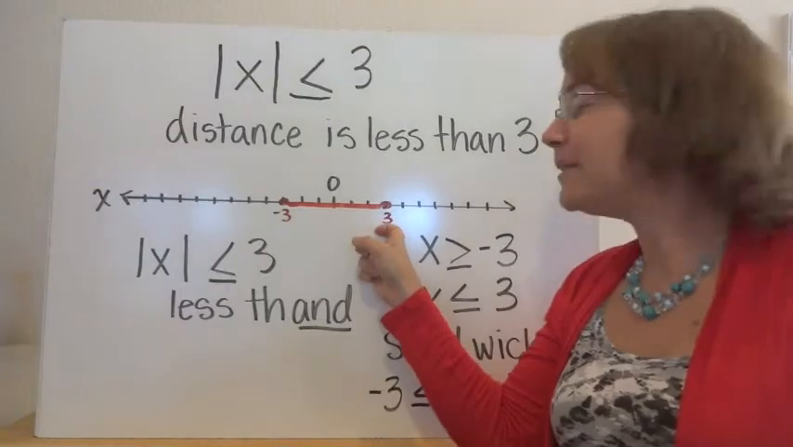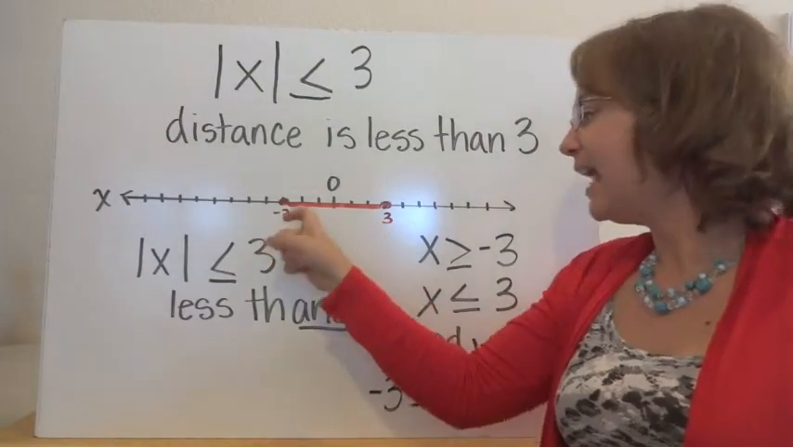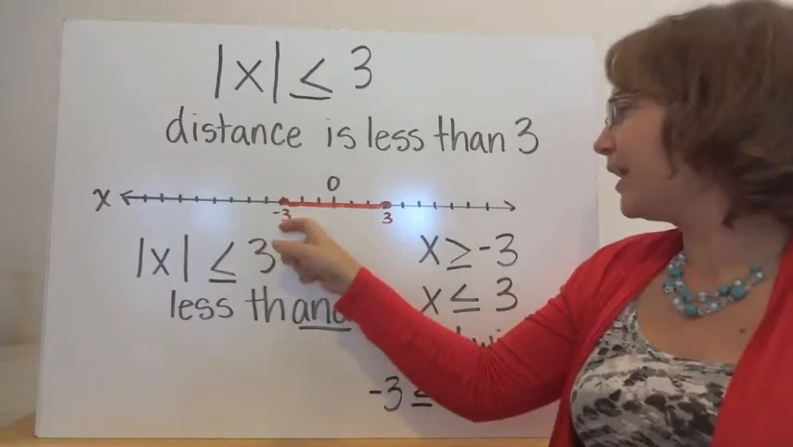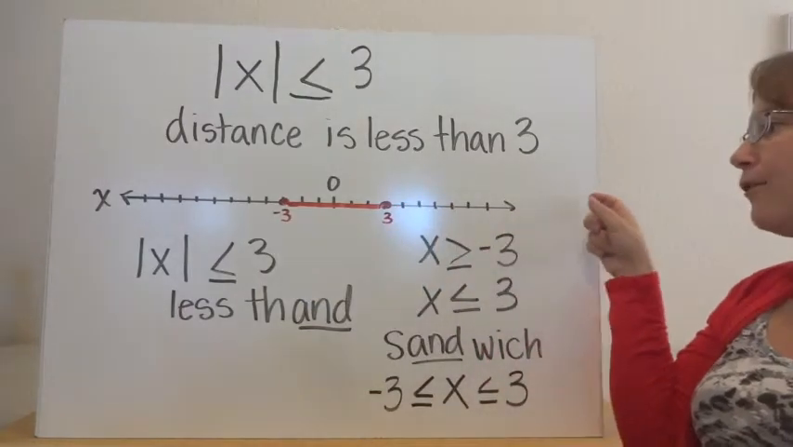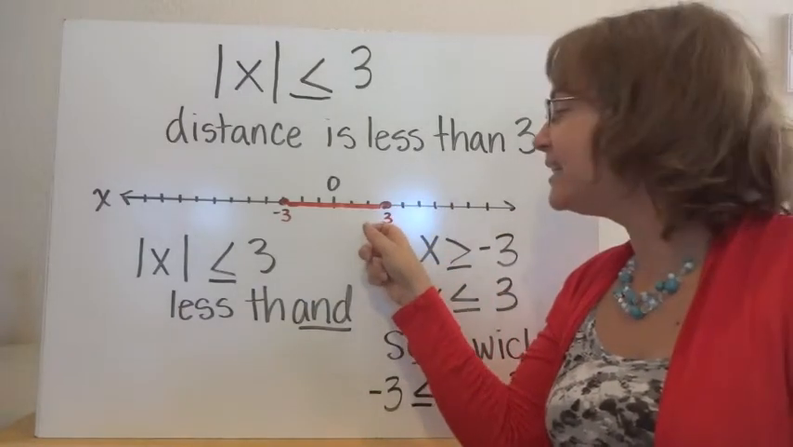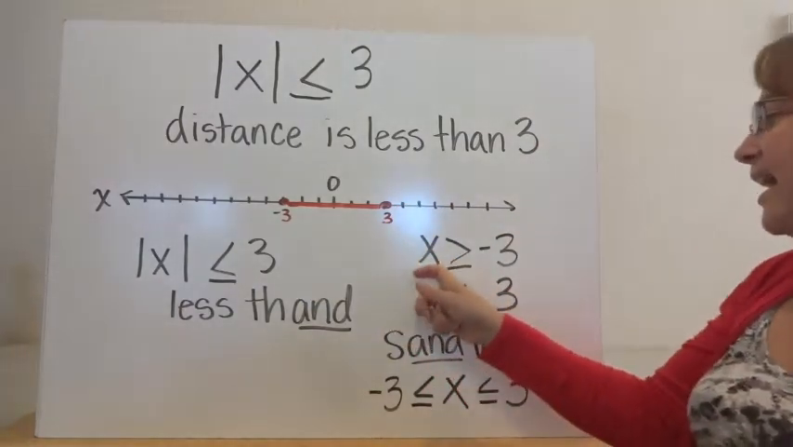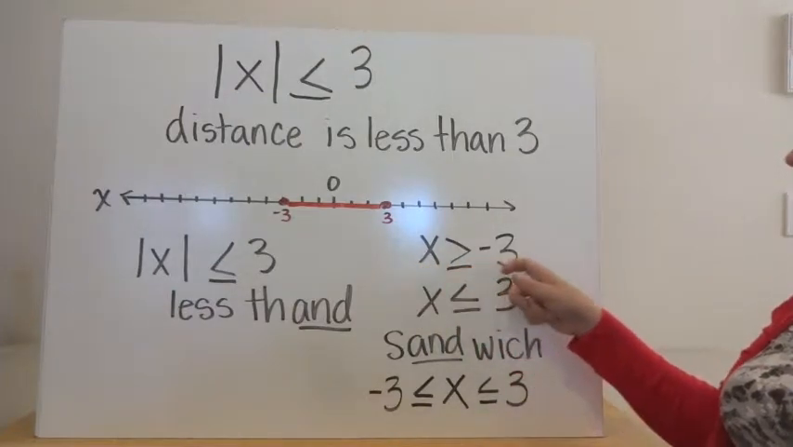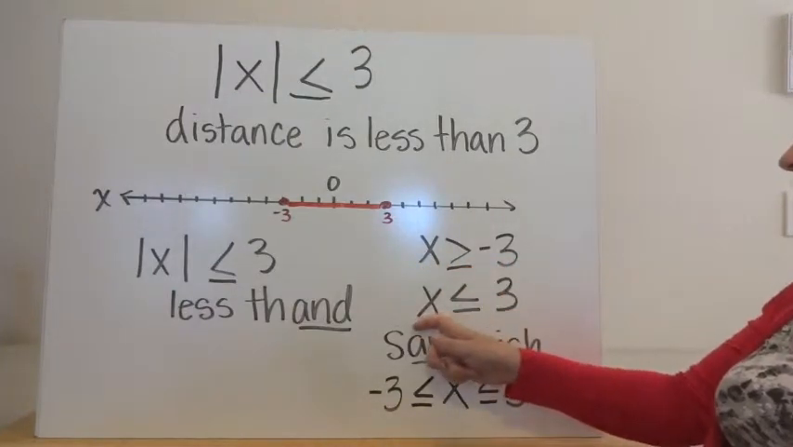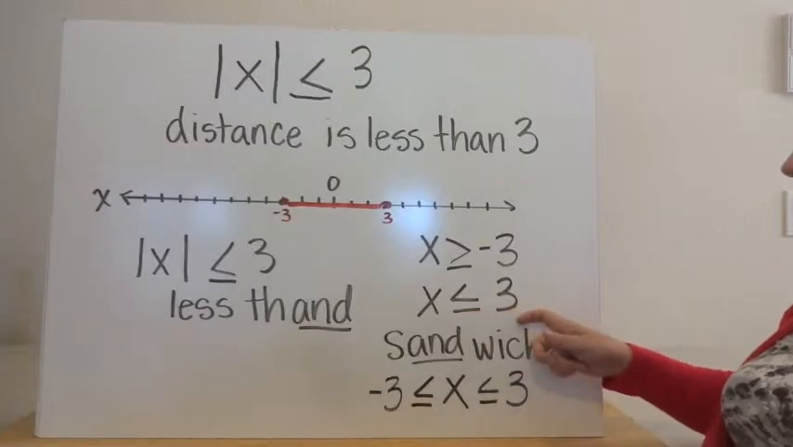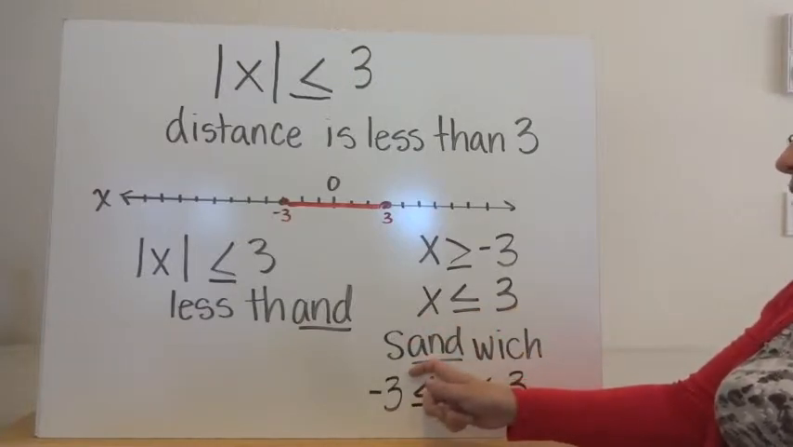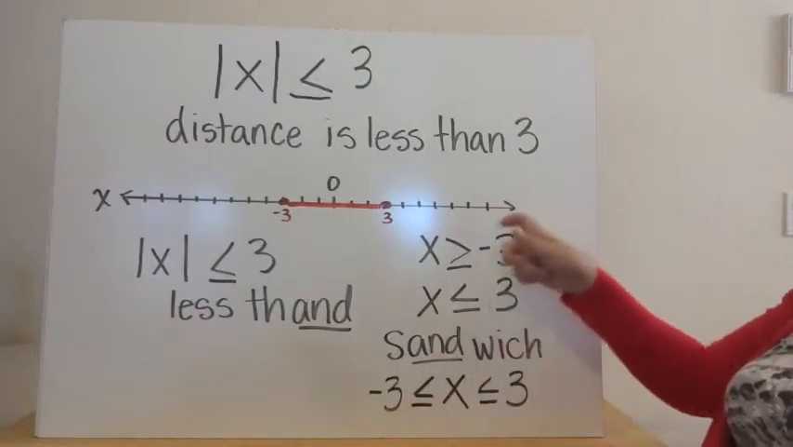But it also has to be less than 3. It can't just be greater than -3, otherwise it'd go all the way over here. It also has to be less than 3. So I have x has to be greater than or equal to -3, and x has to be less than or equal to 3. We're going to make a sandwich to write this equation.